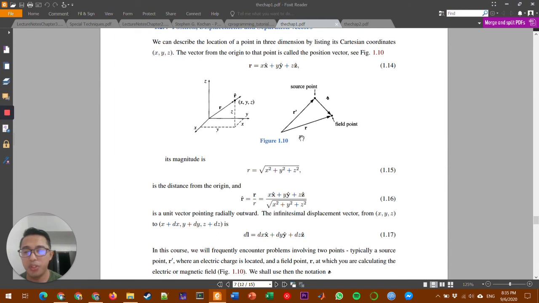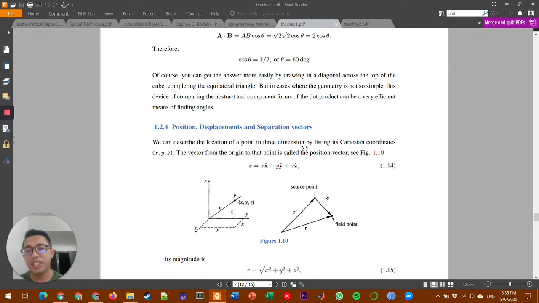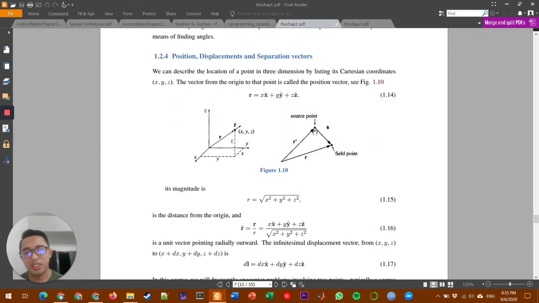The vectors involved are the vector r from the origin to the field point. We also have r prime from the origin to the source point, and then we also have the vector which is, once again, called the separation vector. It is the vector between the source point and the field point. We denote it with the script r notation.